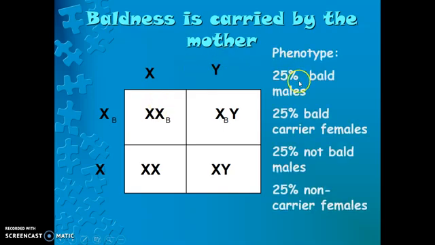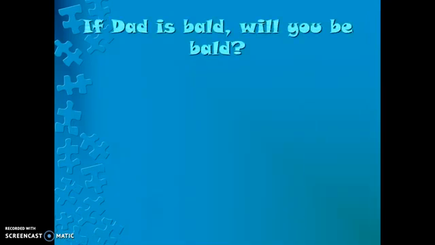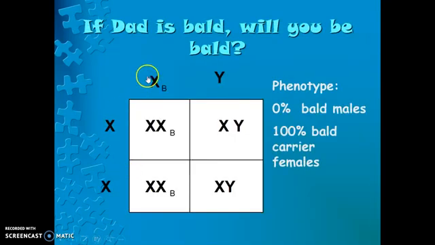Okay? So here we got 25% are bald males. That's this guy. 25% are carrier females. That's this one. 25% are normal males. And 25% are non-carrier or normal females. Okay? Let's do one more. Now this time, let's say dad is bald. Okay, so he has a B on his gene and a Y.